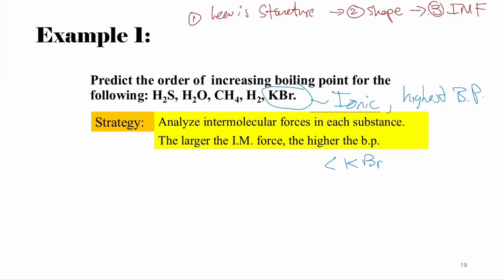Now we start going through the Lewis structure, the molecular shape, and then the intermolecular forces from there, right? A couple people brought up H2. Where would you place H2, those of you that brought it up right away? Third, second. Let's draw the Lewis structure for H2 first. What does the H2 Lewis structure look like?